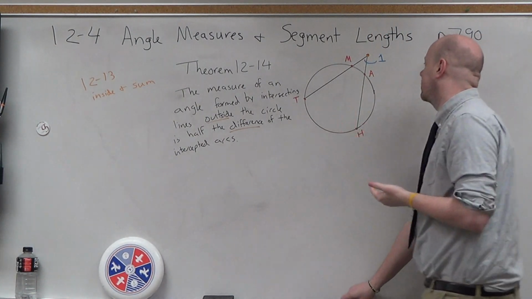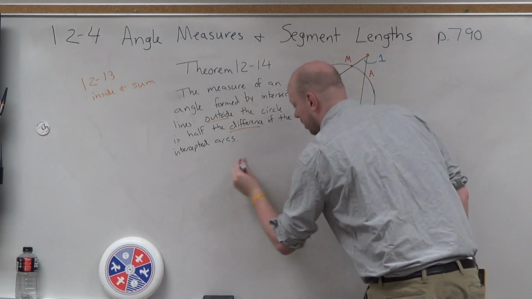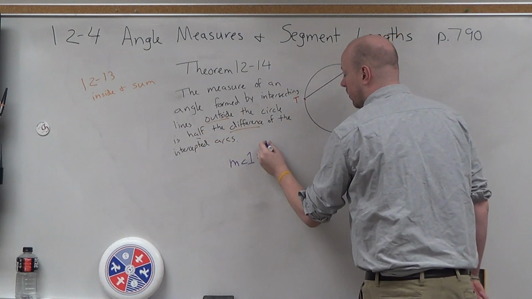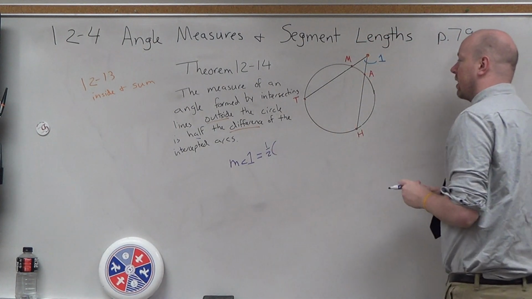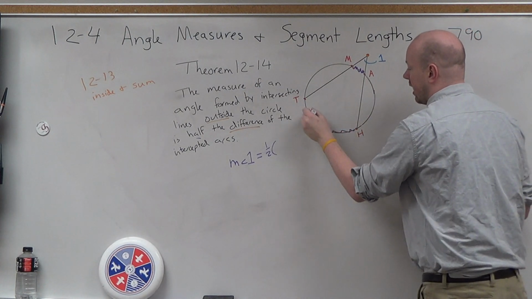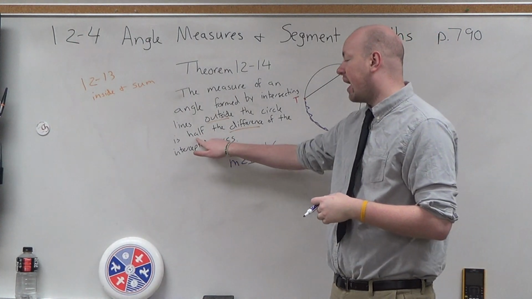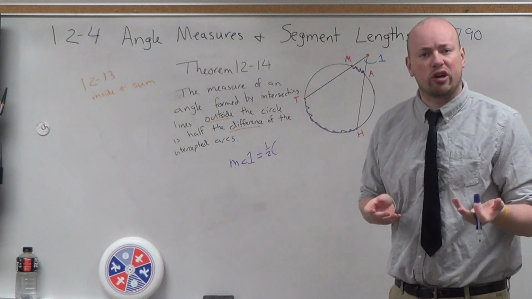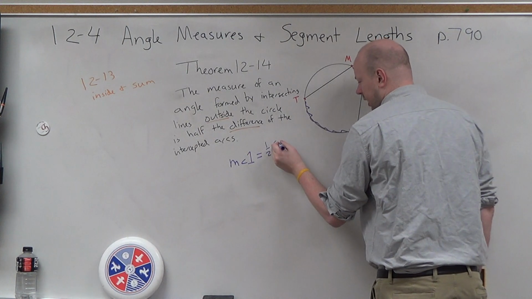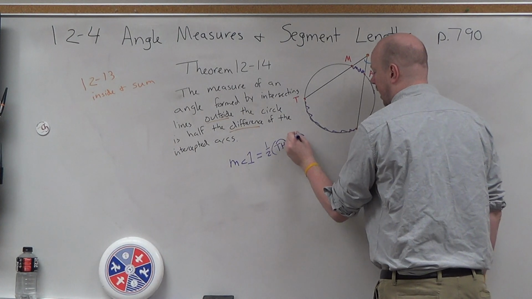So if I were to write an equation for this particular example, the measurement of angle 1 equals, again, half, so 1/2, and then it's the difference of those arcs. Now, my arcs would naturally be MA and TH. Now, with this difference and subtraction, order does matter. So be sure to include that bigger arc first. We don't want to have a negative angle. Okay, so I get the arc of TH minus the arc of MA.